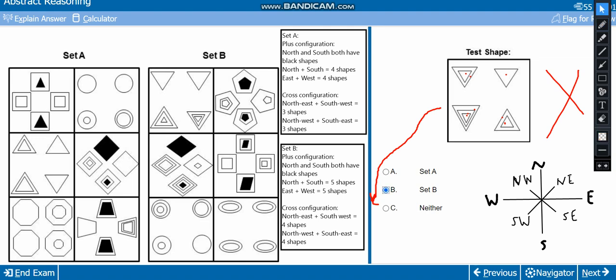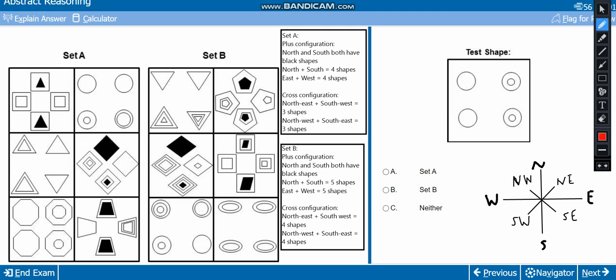so therefore the shape belongs to set B. And here we have another cross configuration, 1, 2, 3, 1, 2, 3, that follows the rules of set A, where northeast and southwest shapes add up to 3, and northwest and southeast shapes add up to 3. So as you can see, those two add up to 3, and those two add up to 3. Therefore, our answer is this shape belongs to set A.